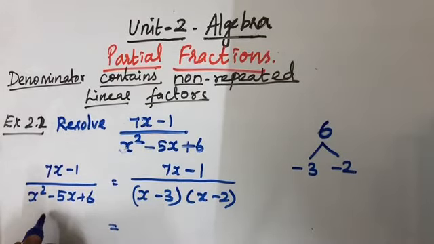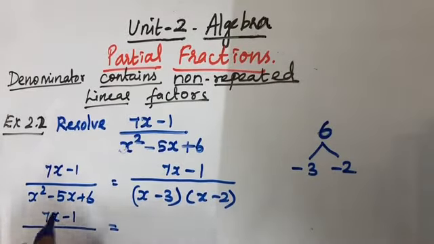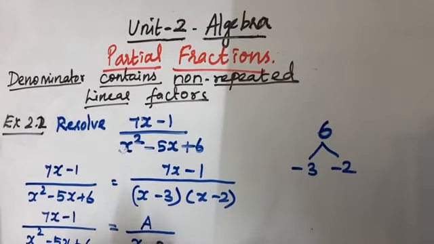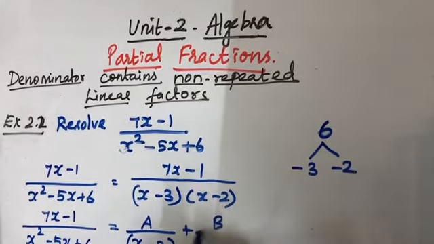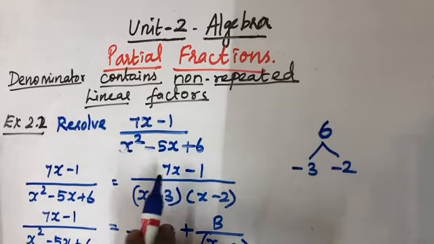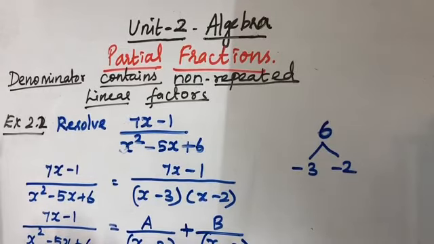So here, 7x minus 1 divided by the same term x square minus 5x plus 6. Here I am splitting up the denominators as A divided by x minus 3 plus B divided by x minus 2, as the sum of two fractions. A and B are some constants. So 7x minus 1 divided by x square minus 5x plus 6 can be rewritten as A divided by x minus 3 plus B divided by x minus 2.